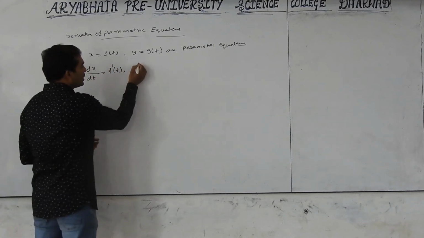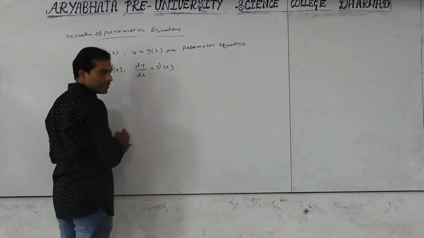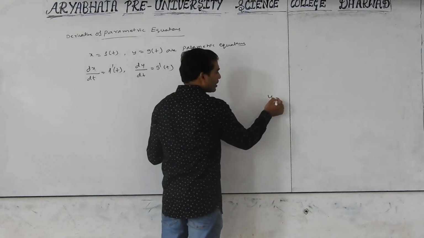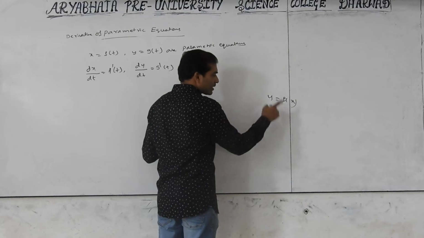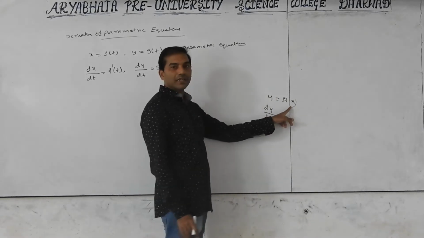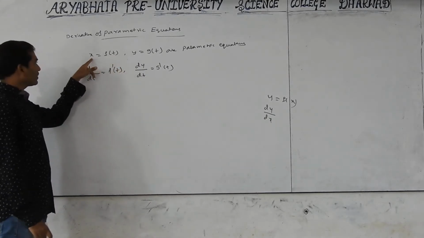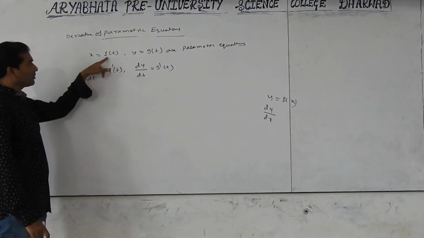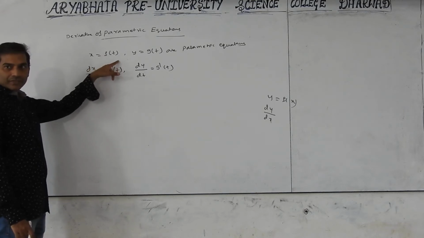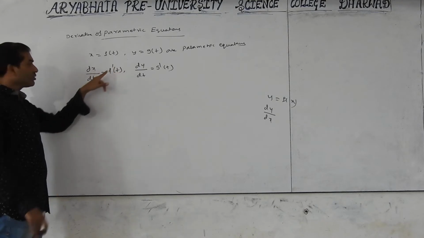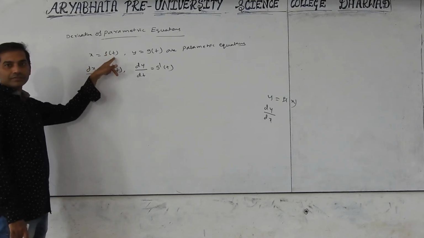Next, dy by dt equals g dash of t. Because y is in terms of f of x, we will find the differentiation of y with respect to x. Your t is a variable, not a constant, so we should apply differentiation with respect to t, because there is no y here, only x and t. What is the inset function? We should apply it with respect of t.